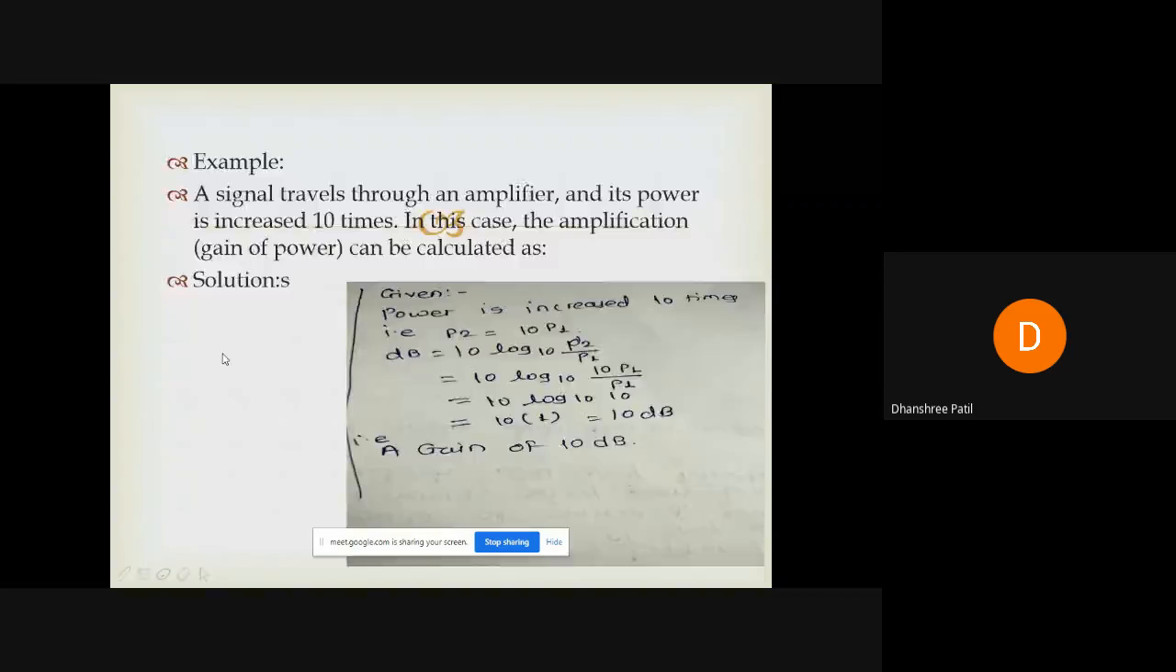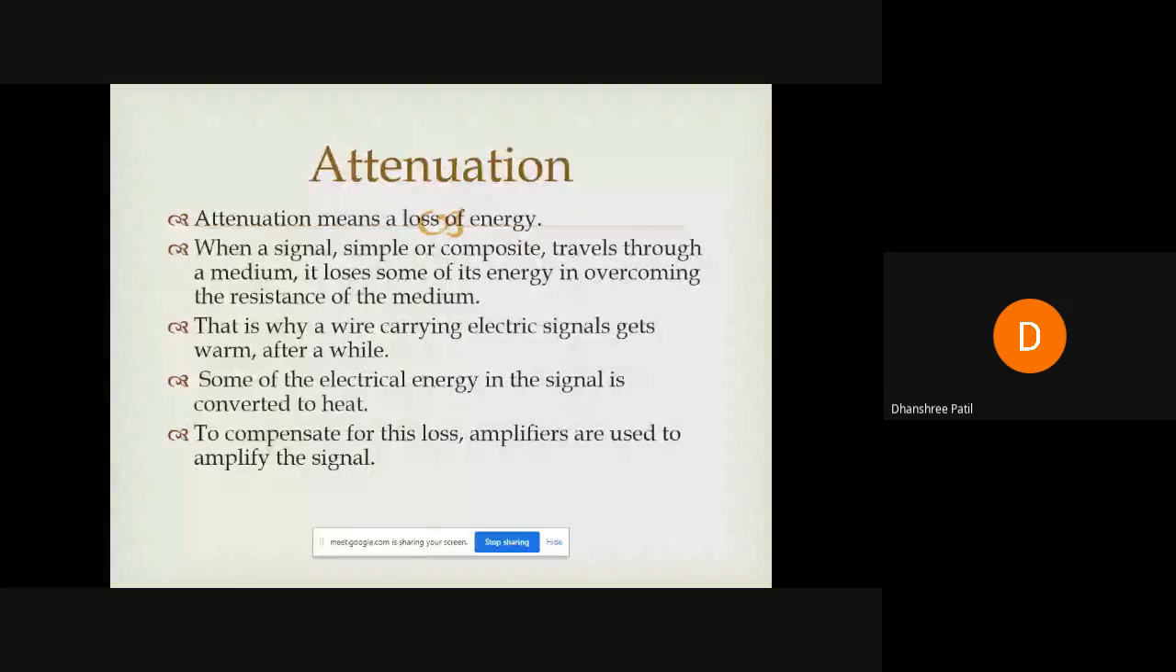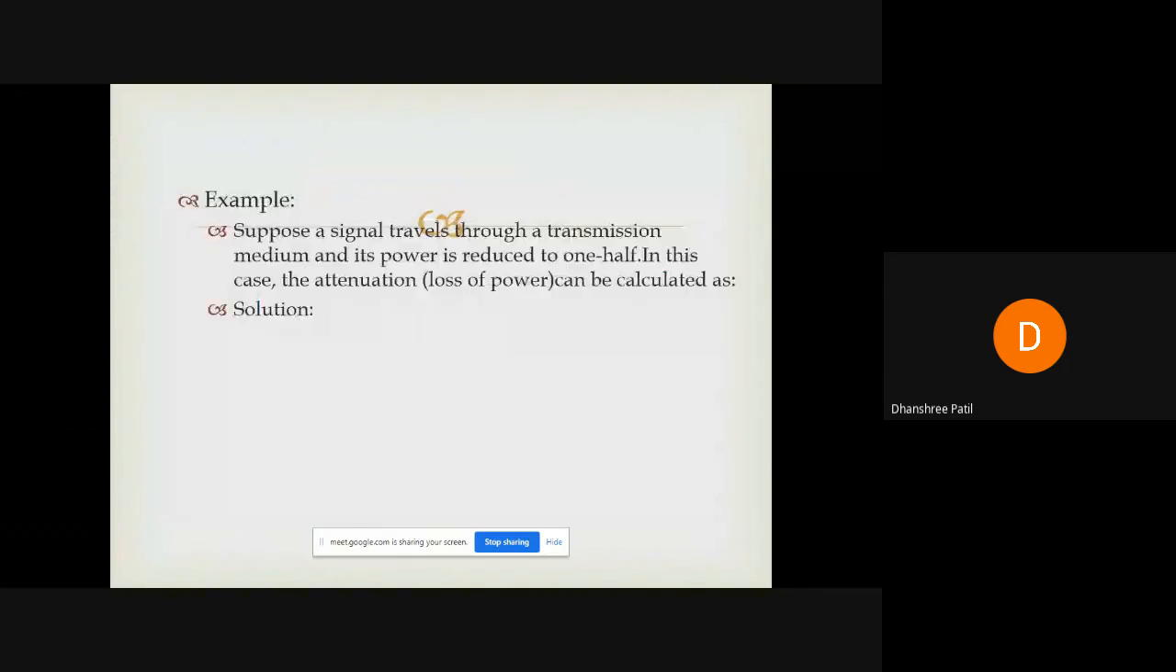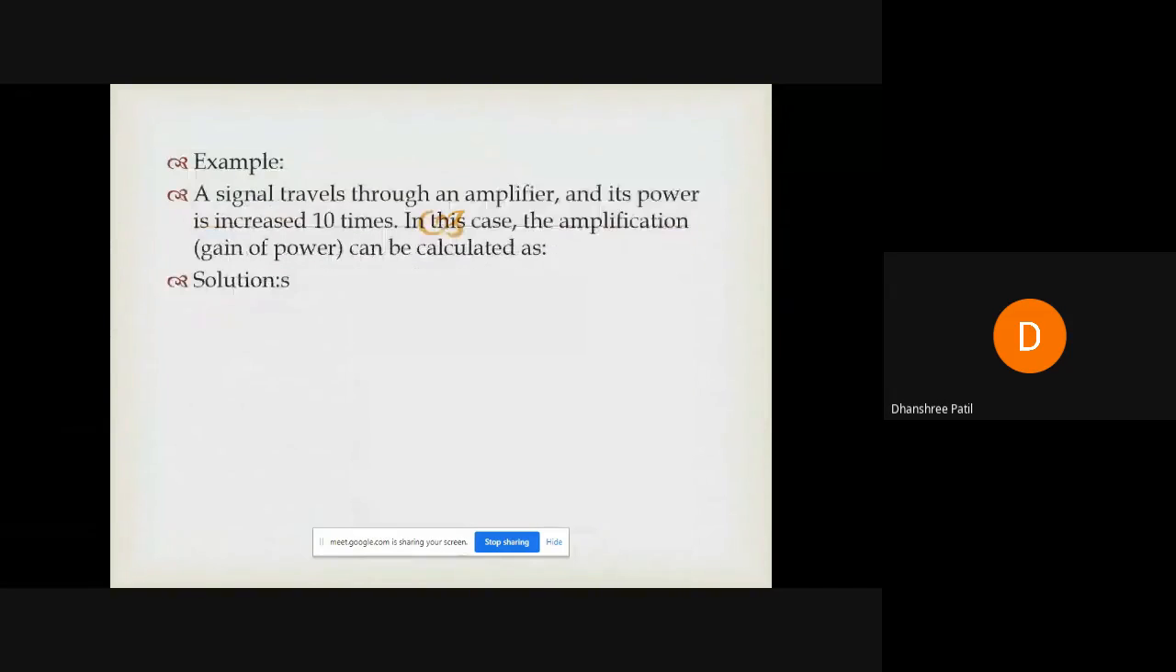Okay, so any doubt in attenuation? Any doubt? No, ma'am. No, everyone understood. If anybody is having doubt, you can ask, please. I hope everyone has understood because most of you have solved the example.